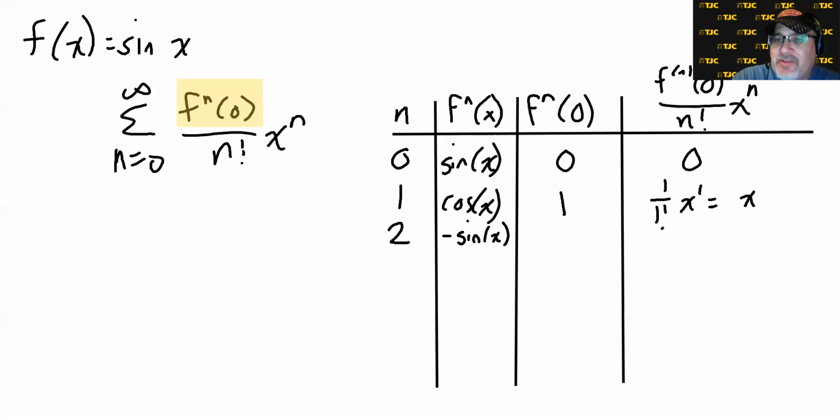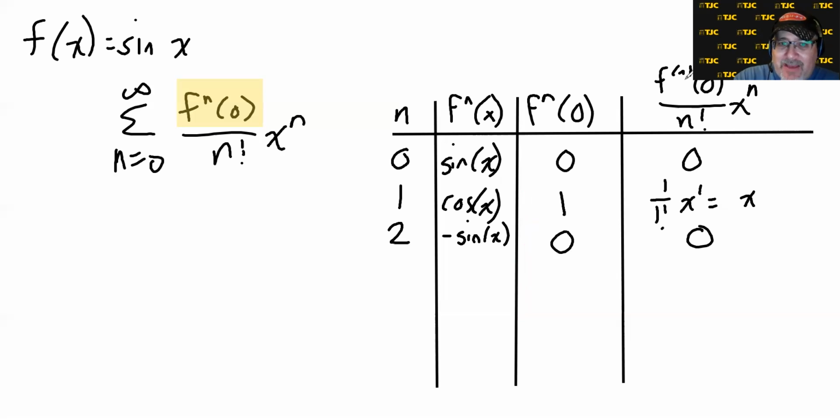But when we evaluate that at 0, we get 0. So that term's gone. And if you think about it, every other derivative will be either sine or negative of sine. And so when we evaluate it at the center, we'll get 0, so that'll kill the term.